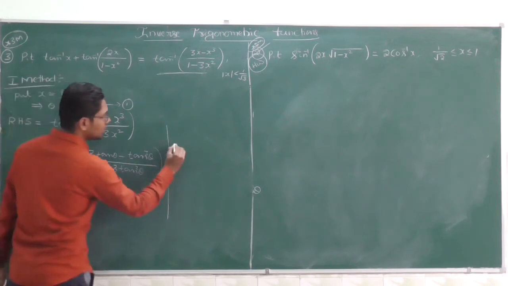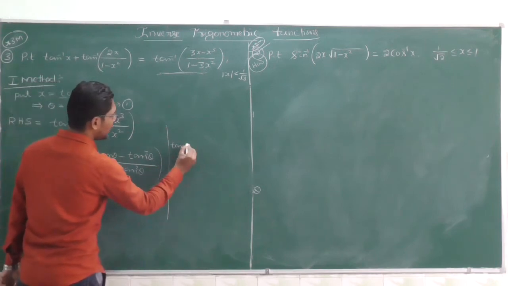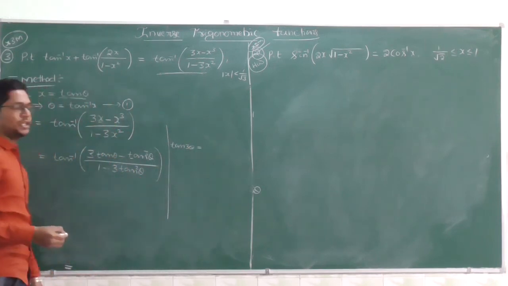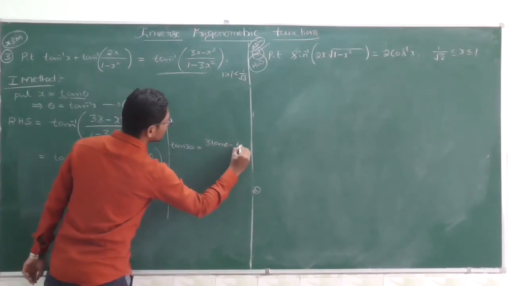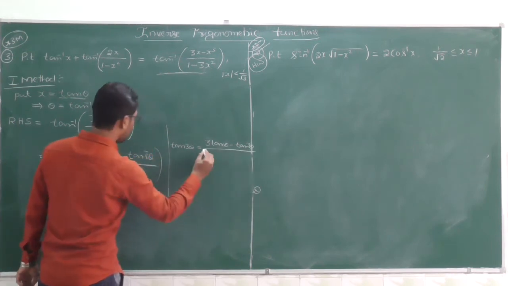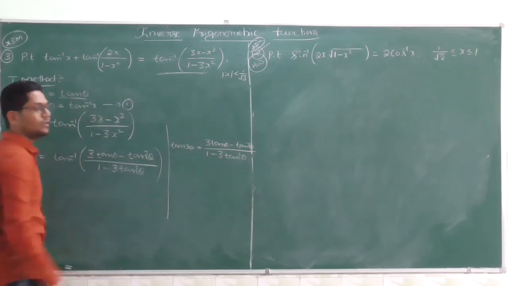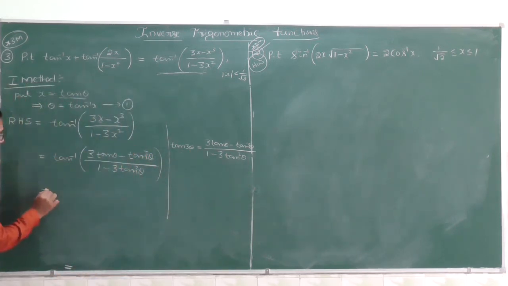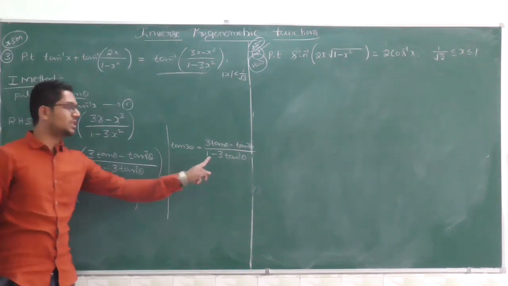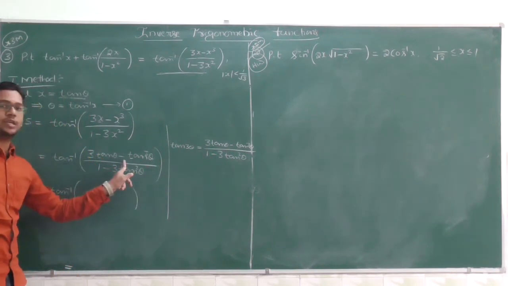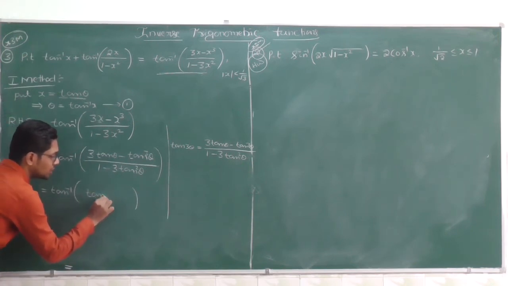In our trigonometry, we have the formula for tan 3 theta: tan 3 theta equals 3 tan theta minus tan cube theta divided by 1 minus 3 tan square theta. By using this formula, this can be written as tan inverse of tan 3 theta.